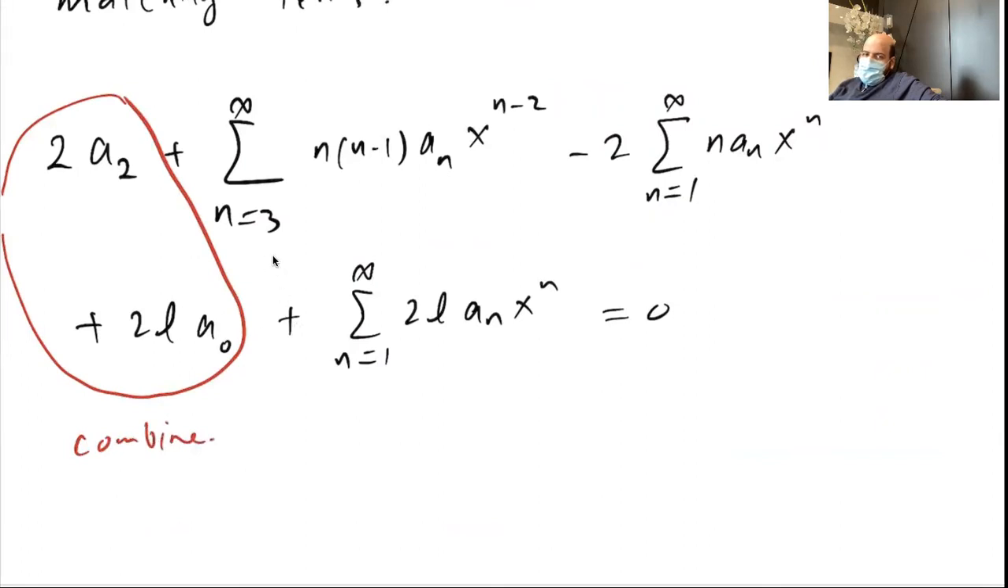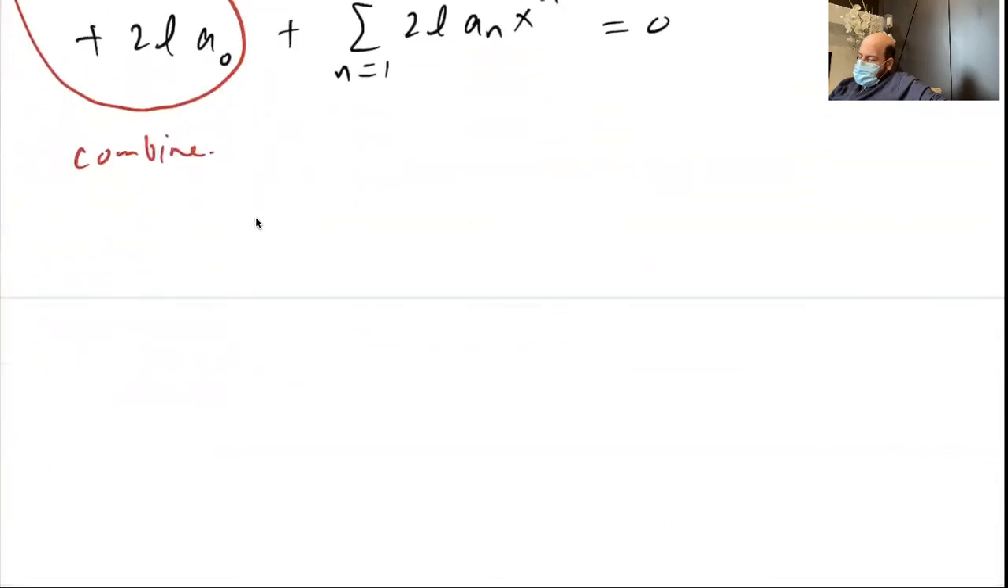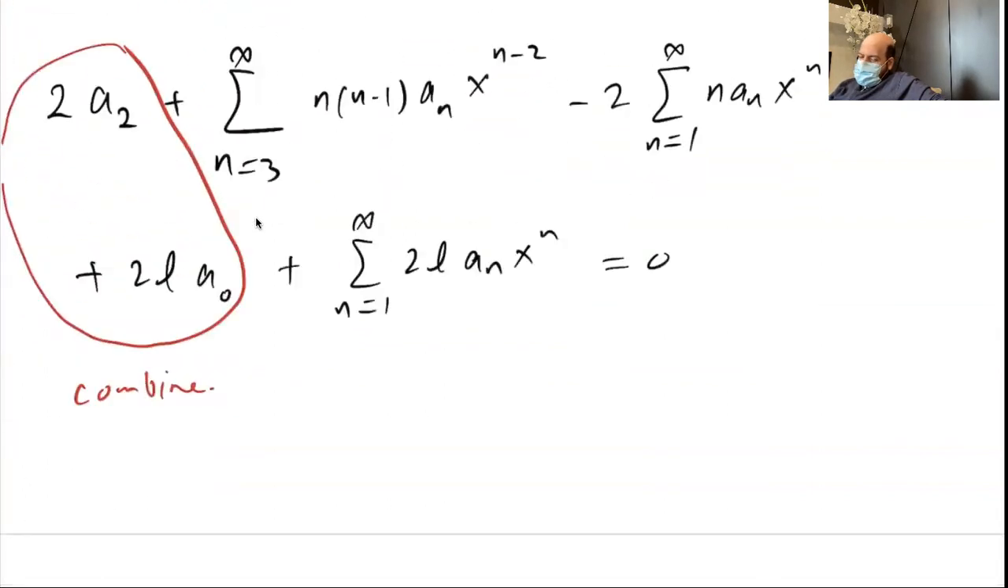Before combining, this one and this one obviously match, they have the same power and same starting index. But this one will have the same power and same starting index after I simply change n to n plus 2. Because if I change n to n plus 2, this becomes x to the power n, matching with this. And if I change n to n plus 2, the starting point will shift 2 units to the left, and therefore this will also start from 1 to infinity.